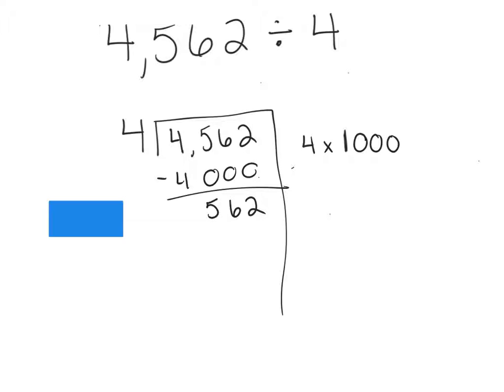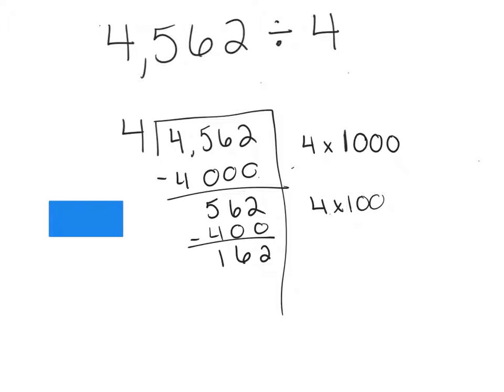And then they'll be like, oh, well, I know that 4 times 100 is 400. And they'll subtract 400 from there. And some of them will pick random numbers sometimes, and we will just go with it.